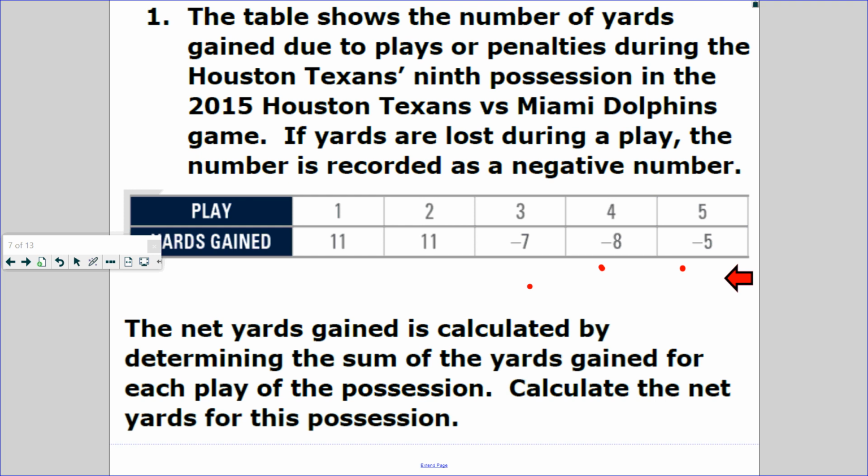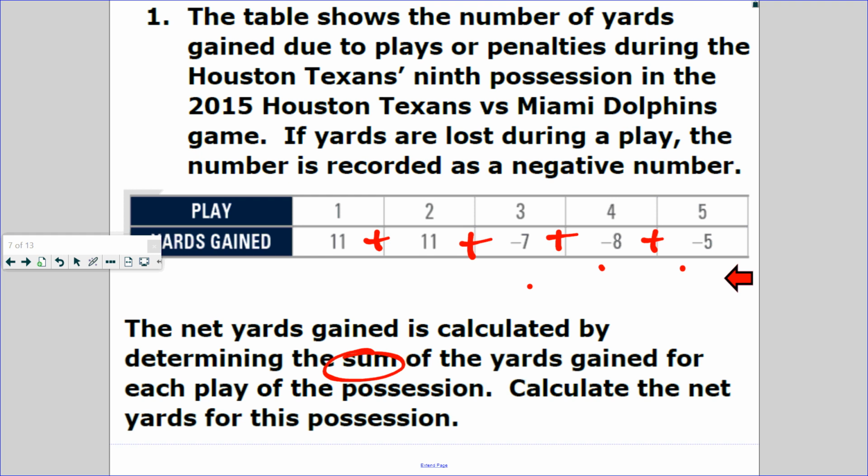The net yards gained is calculated by determining the sum of the yards gained for each play of the possession. Calculate the net yards for this one. So we need to find the sum of this. Do you want me to draw positives and negatives to make a number line? Or are we just going to do it mentally?